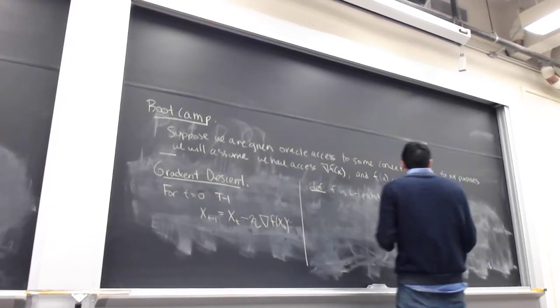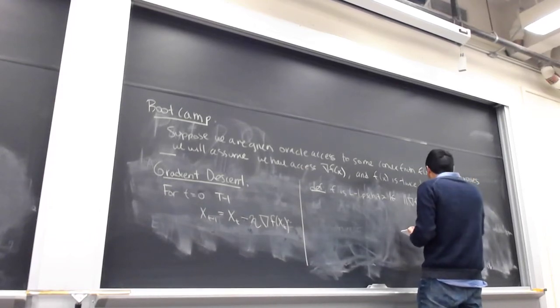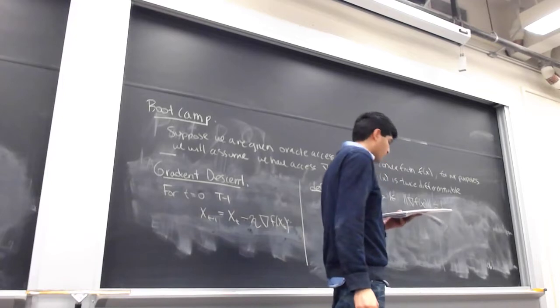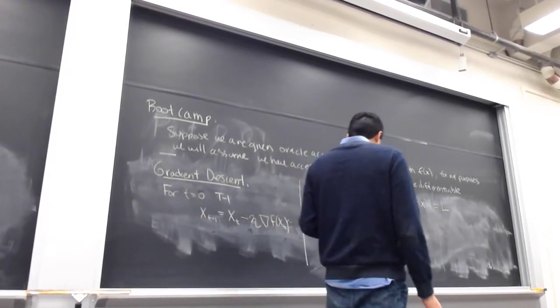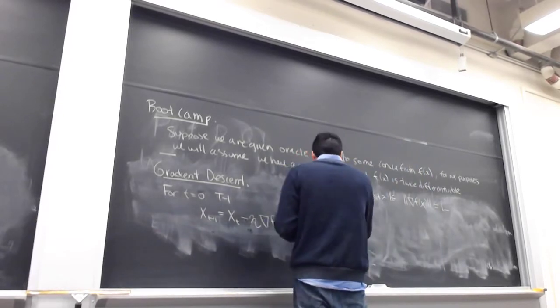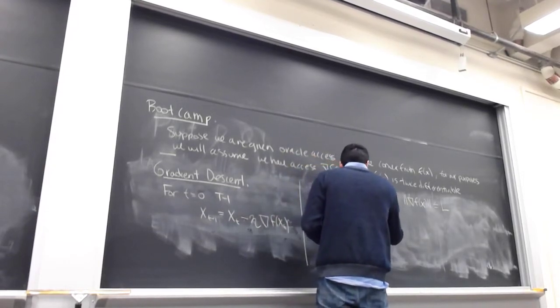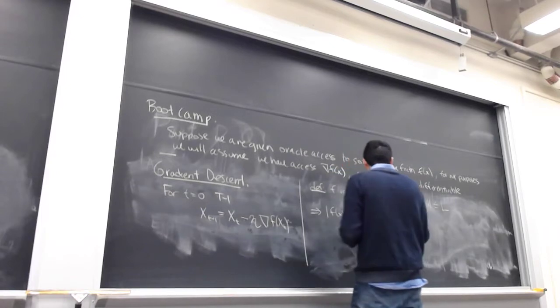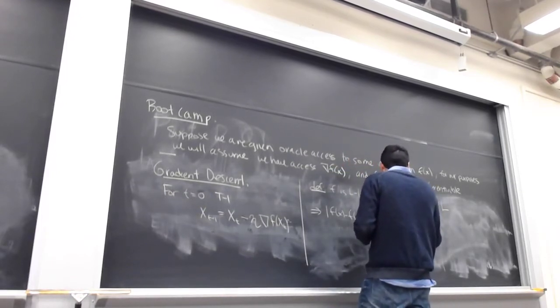But in any case, we're going to say f is L Lipschitz if the norm of the gradient is always at most L for any point. So very simple definition. This certainly implies that for any points x and y, the magnitude of f of x minus f of y is upper bounded by L times the norm of x minus y.